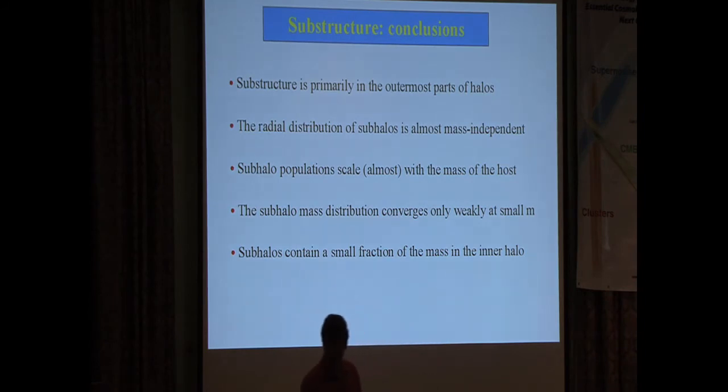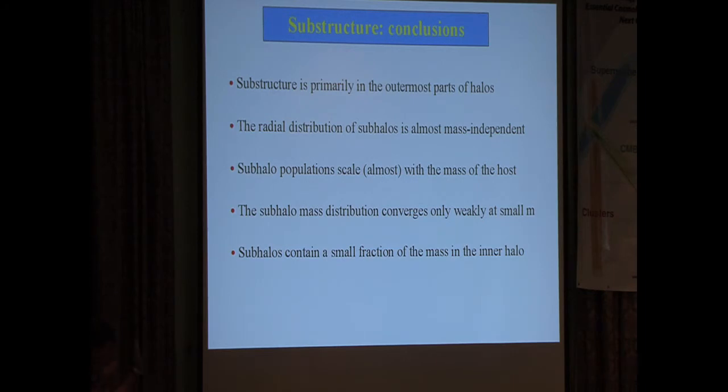So the conclusions from this of the substructure: there's lots of it, but it's primarily out near the edge, not where the sun is. The radial distribution of the subhalos seems to be almost independent of mass, and that sounds simple, but it's not. There are all sorts of effects which seem to counterbalance each other to give this result. The subhalo populations scale almost with the mass of the host, so if you go to a much bigger object and you just plot the picture, it looks the same. So everything scales up in the same way.